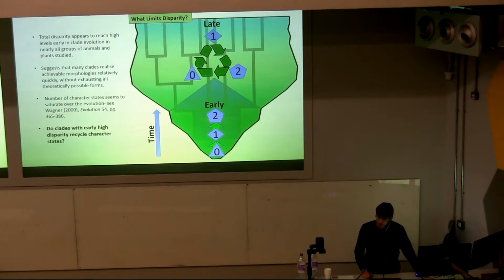So how might we be able to explain this pattern? Well, one simple explanation could be that the total number of character states that you can evolve is somehow finite or limited.